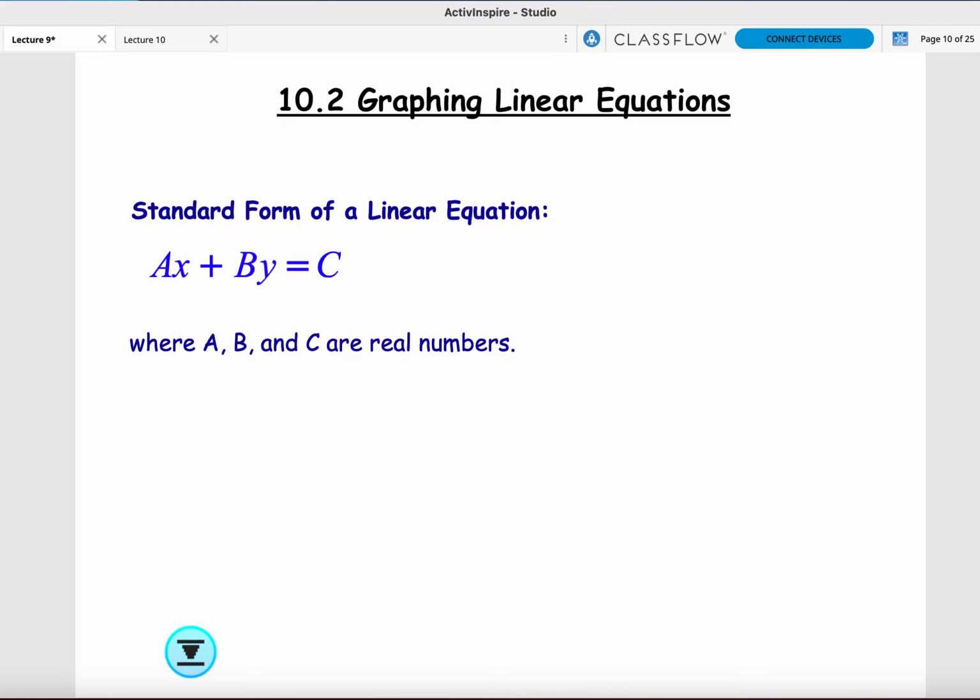10.2, guys, graphing linear equations. So here's the standard form of a linear equation. Ax plus By equals C, where A, B, and C are real numbers. So remember this, guys. Write this into your notebook. This is an equation, and we are going to be using this throughout both lectures this week. So make sure you go ahead and have that handy with you guys. Let's keep moving on.